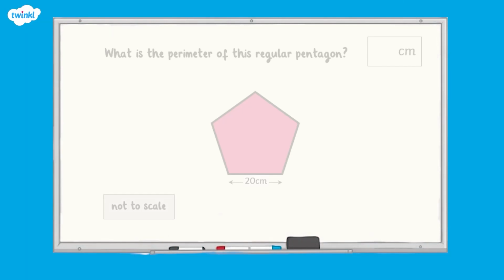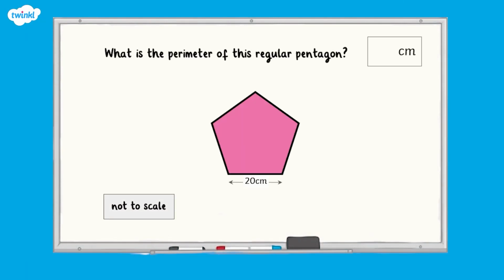When calculating the perimeter of a regular polygon, you only need to know the length of one side and how many sides that shape has. For example, the length of one side of this regular pentagon is 20 centimeters. We know that there are 5 sides and all sides are equal, so we can calculate the perimeter by calculating 5 times 20, which equals 100. Therefore, the perimeter of this regular pentagon is 100 centimeters.